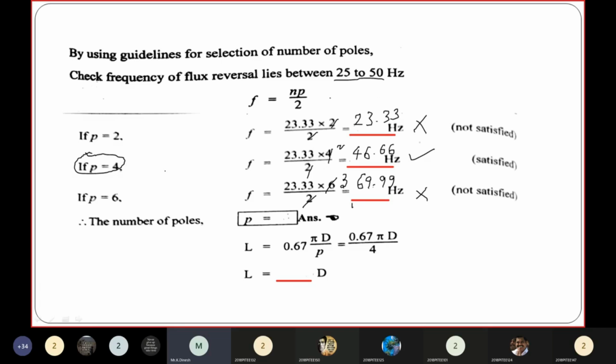Now you substitute L equal to 0.67 pi D by P. In P you substitute 4. So 0.67 into pi divided by 4. You may get 0.5262. Correct? Yes, sir. Got it. 0.5262, naming the equation as 2. Now substitute 2 in 1.